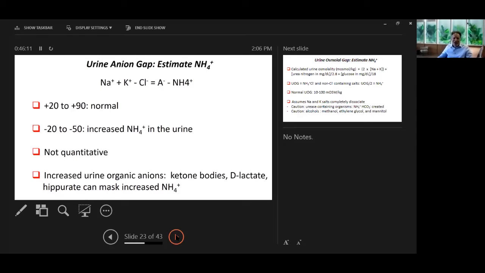And also, if you look at that equation on top, the urine anion gap is not just equal to the ammonia, it's equal to the anions in the urine minus ammonia. So if you have a situation where you have increased organic anions like ketone bodies or D-lactate or hippurate, it can give you a much more positive urine anion gap, and it can mask there being a lot of ammonia in the urine. So because anions affect it, organic anions, and it's not quantitative, it's pretty useless as a measurement, even though you'll see it on tests.